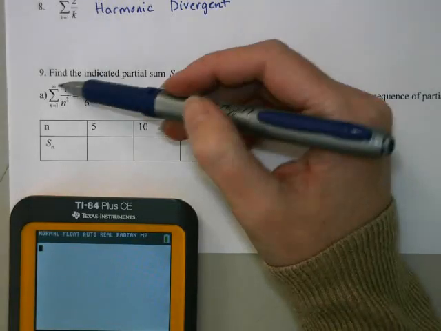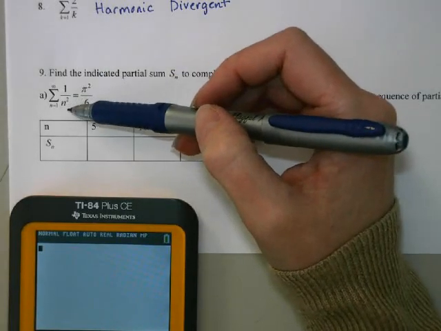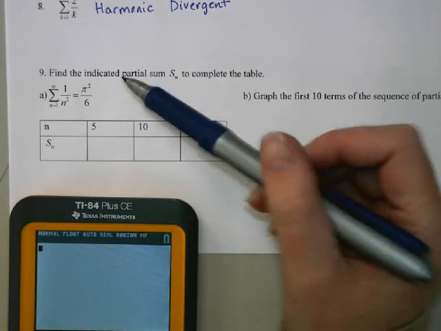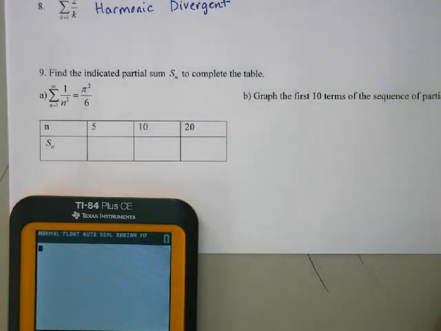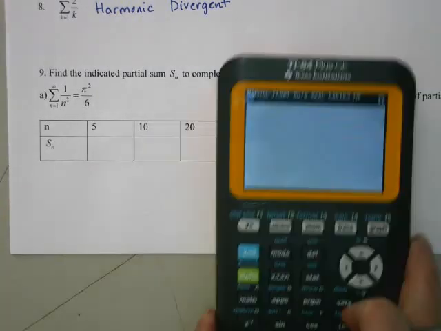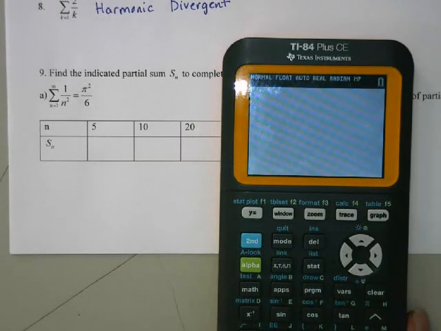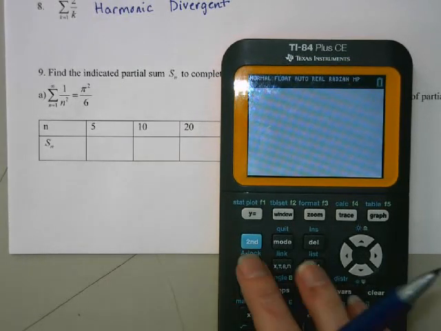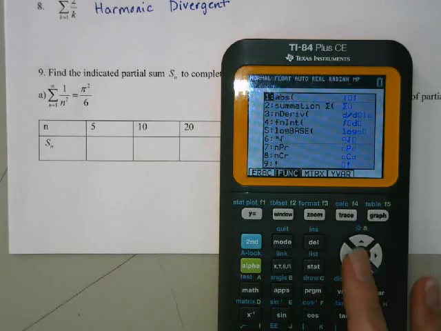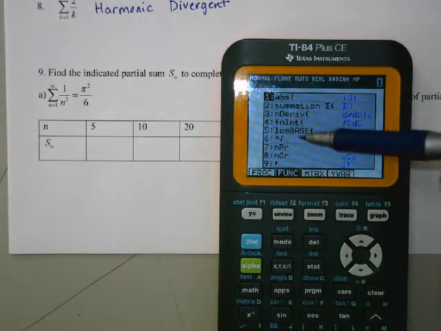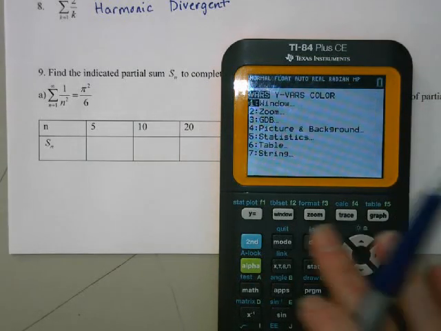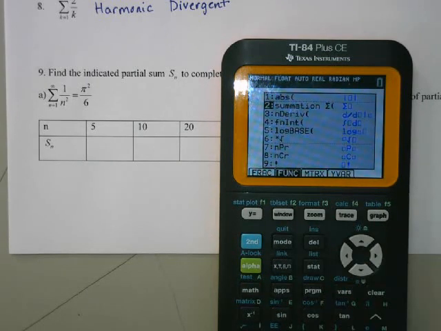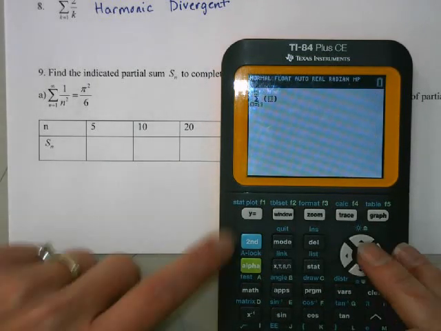Okay, so I have a series 1 over n squared, which does converge from the p-series test. We're going to look at some partial sums. Mostly the reason I put this here is just to show you that you can do them in your calculator. If you go to alpha f2, where you live to do your integrals and your derivatives, there is a summation there, which will give you the sigma notation.